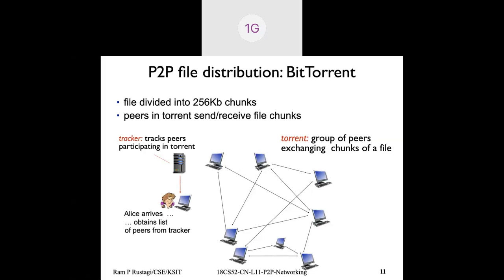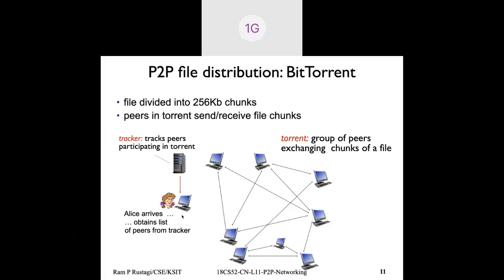It identifies the torrent for a given torrent group, and from the tracker it gets a list of all the peers in the group. Actually, it doesn't get a list of all the peers. Let's say in the torrent there are 1000 peers. When the new peer Alice contacts the tracker, it will probably give a list of 20, 30, 50. Let's say typically 50 peers out of 1000, not every peer.